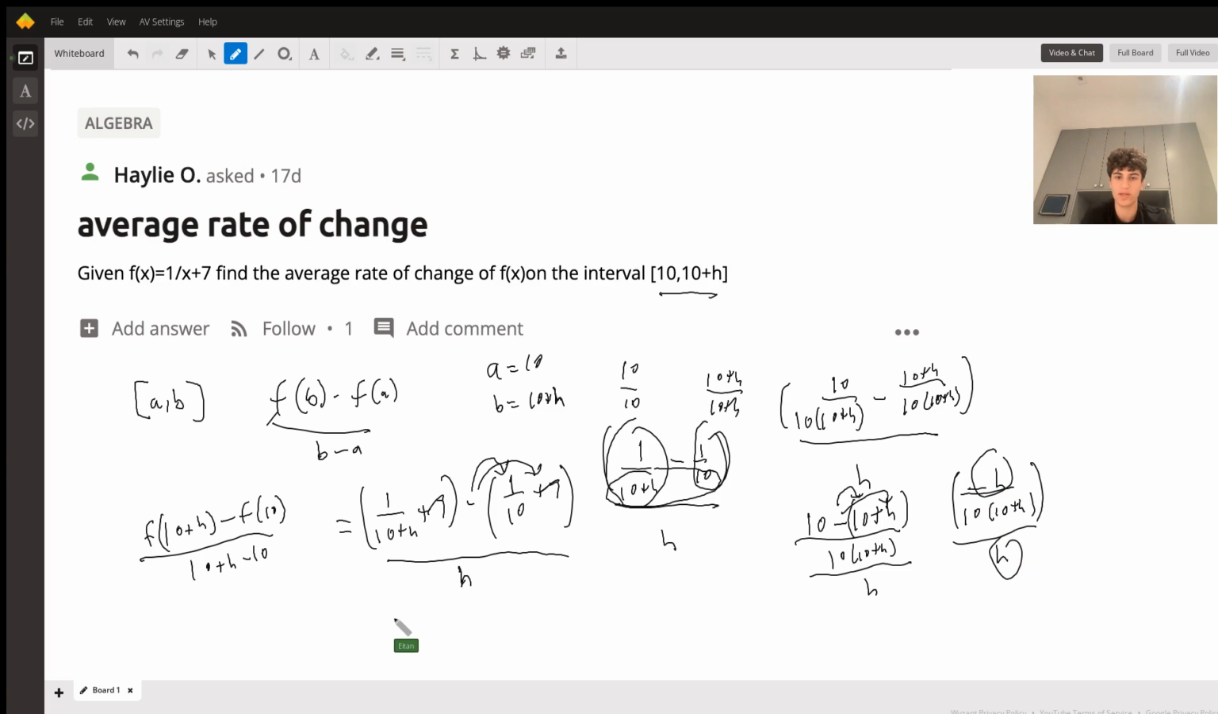So I'm going to start writing this over here. We have negative 1 over 10 times 10 plus h, which is negative 1 over 100 plus 10h. And since you can't have variables in the denominator of a monomial, we're going to write that like this. Negative 1 times 100 plus 10h to the negative 1, which means that we're going to take whatever's in that parentheses and put it over 1. So that's our final answer, negative 1 times 100 plus 10h to the negative 1.